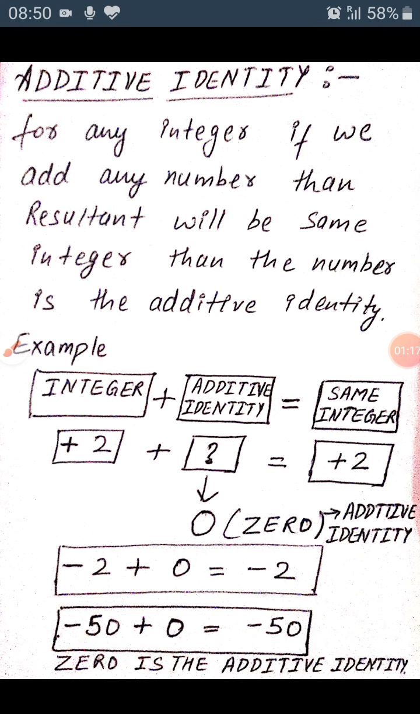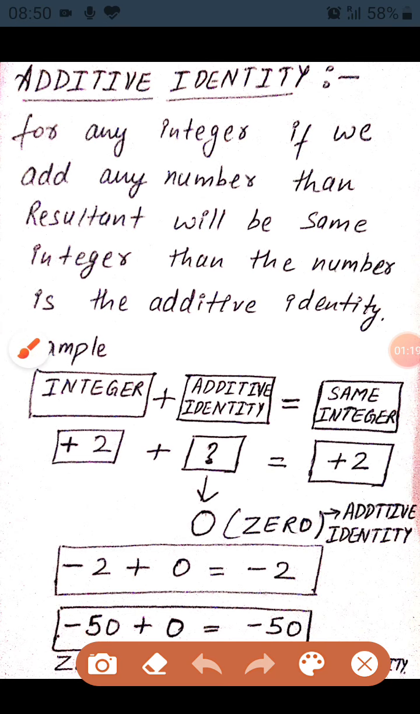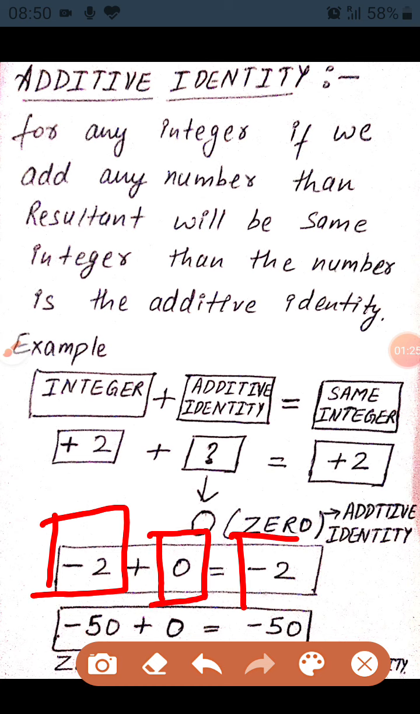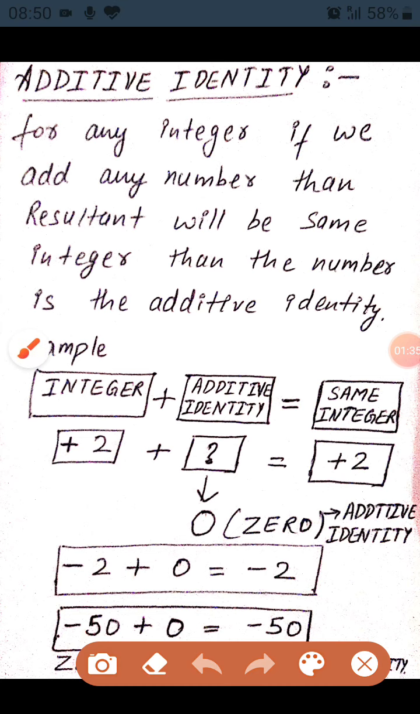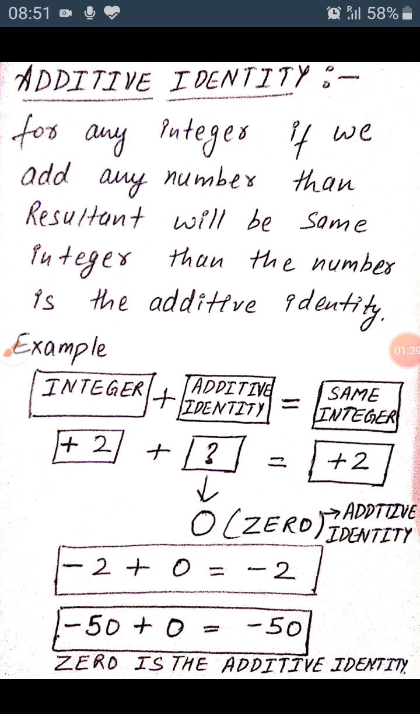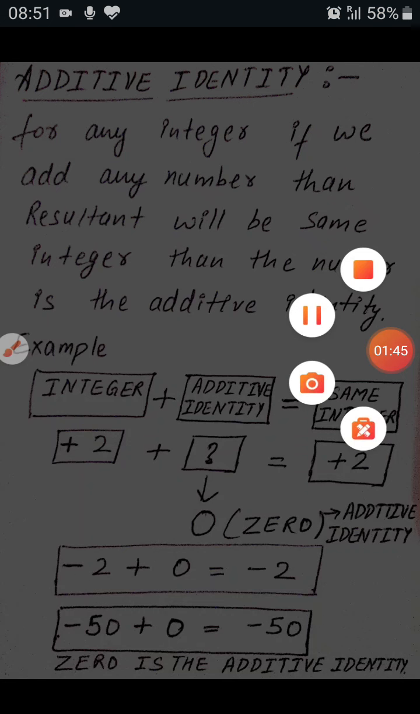Let us take another example. Minus 2 is an integer. What number may we add to get minus 2? That is 0. So 0 is the additive identity here. If you take any number, you always get 0 as the additive identity. So in the end, I have written that 0 is the additive identity.